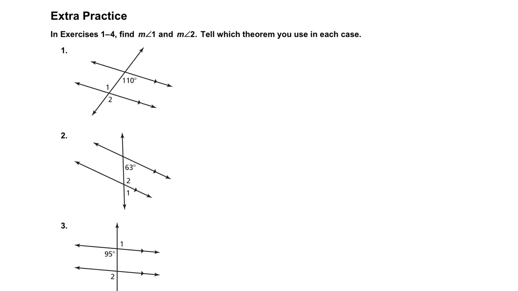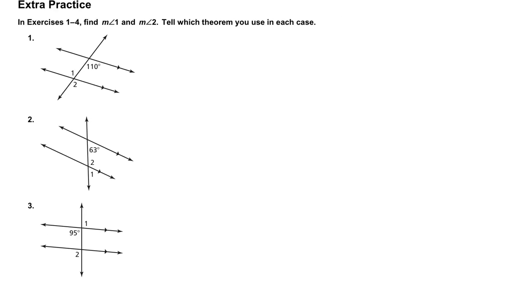So we have a couple problems here that say we want to find the measures of angle 1 and 2 and tell which theorem we would use. So the measure of angle 1 is going to equal 110 degrees. And I want to make sure we're using the new theorems, the theorems that we are talking about in this lesson. So this would be because they are alternate interior angles. And then the measure of angle 2, I know is 110 degrees because it is a corresponding angle, corresponding with the 110 degrees.